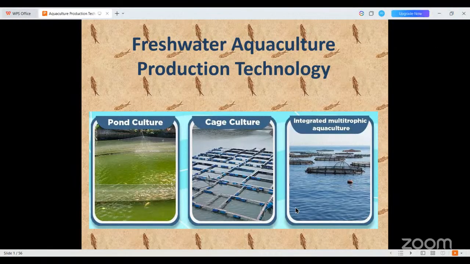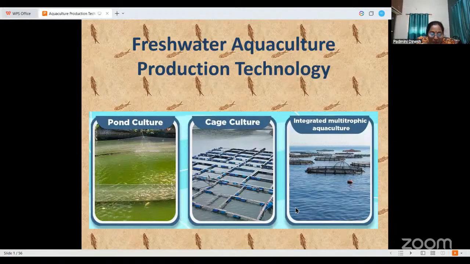If you're going to go for the marine ones, there you will have to stay in some ocean places where you have to do this culture. But here within Hyderabad, or within the Telangana state, if you want to culture, you have this freshwater aquaculture. Here we'll be talking about how you can do the production technology. Technology is how science is going to be used for increasing the production of freshwater cultivation.